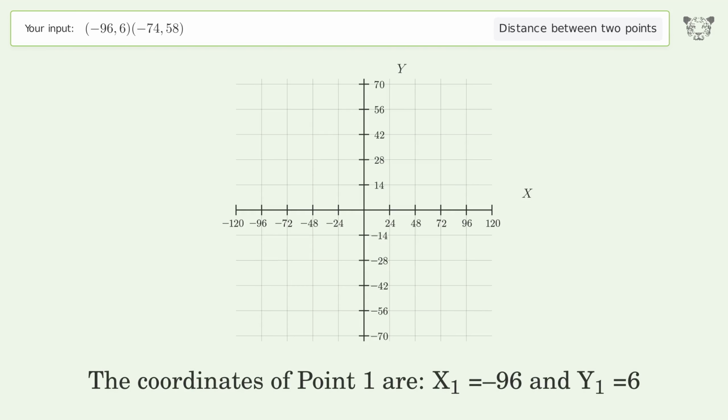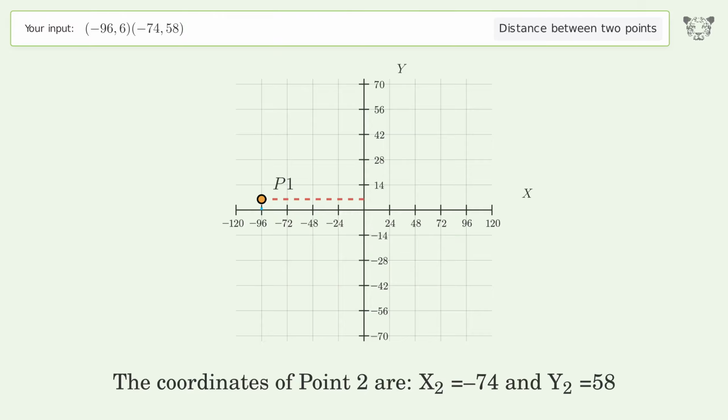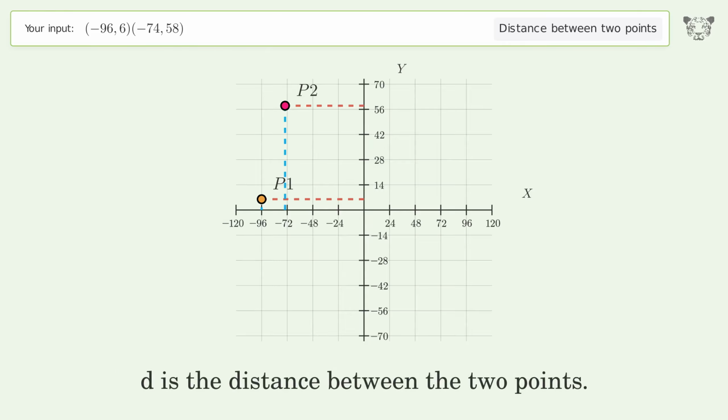The coordinates of point 1 are x1 equals -96 and y1 equals 6. The coordinates of point 2 are x2 equals -74 and y2 equals 58. D is the distance between the 2 points.